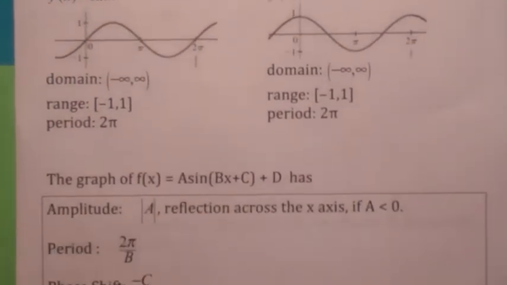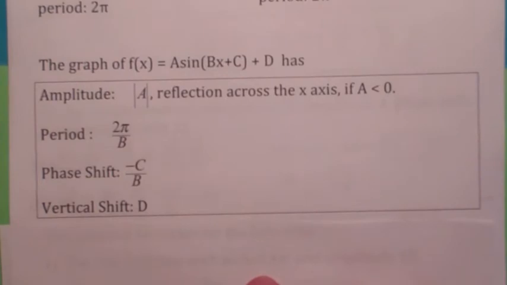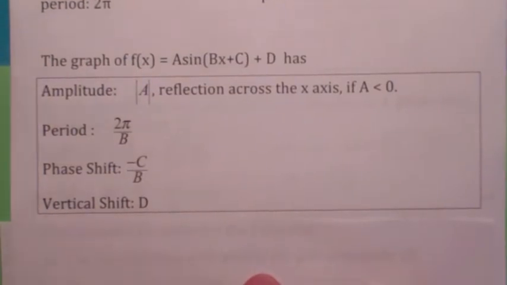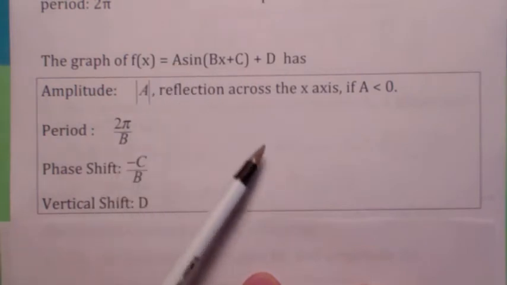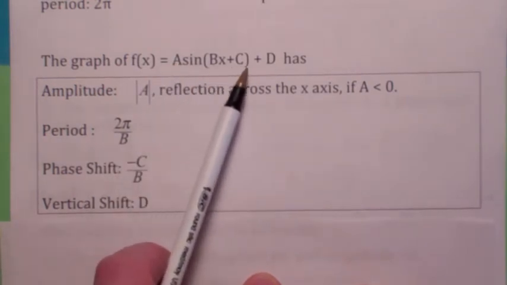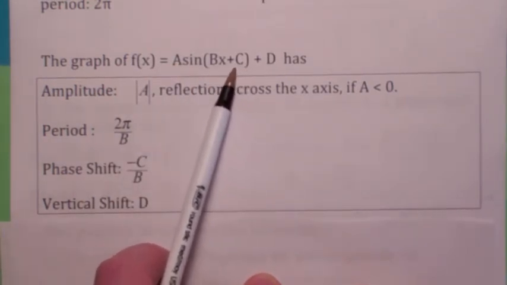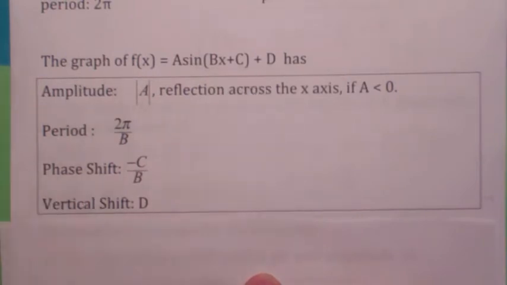Anyway, recall some important features about the graph. I've written it for the sine of x, but this is true with cosine as well. Amplitude is absolute value of a, period is 2 pi over b, phase shift is negative c over b, and the vertical shift is d.